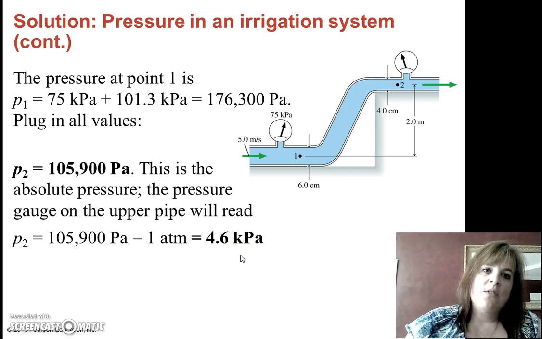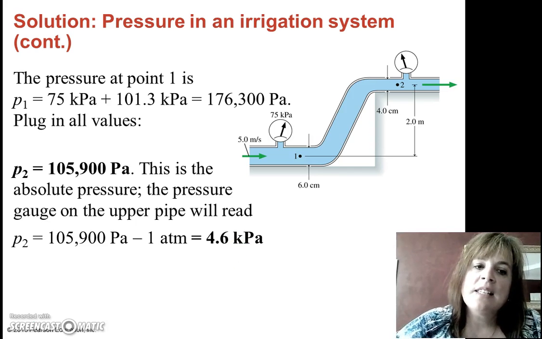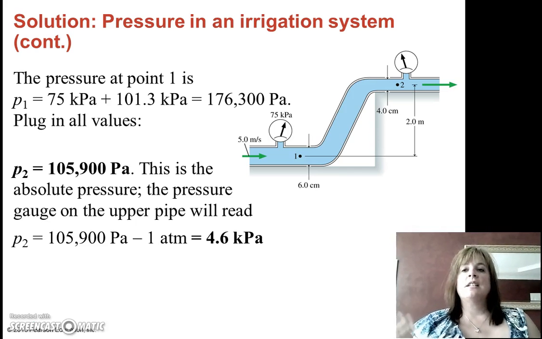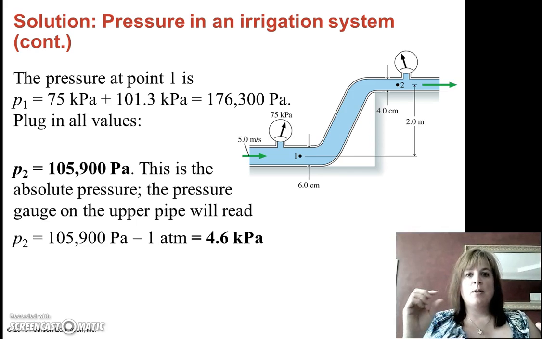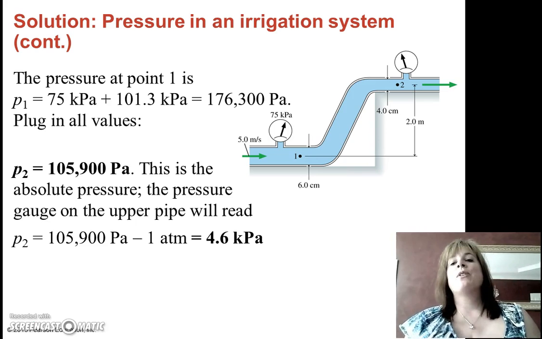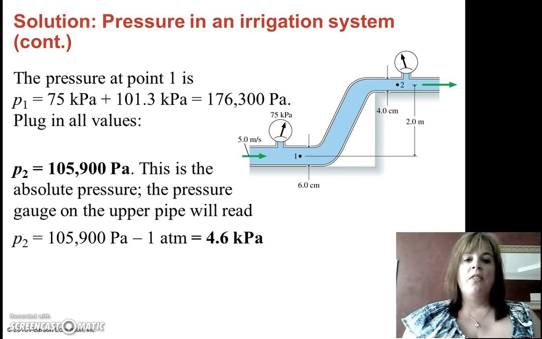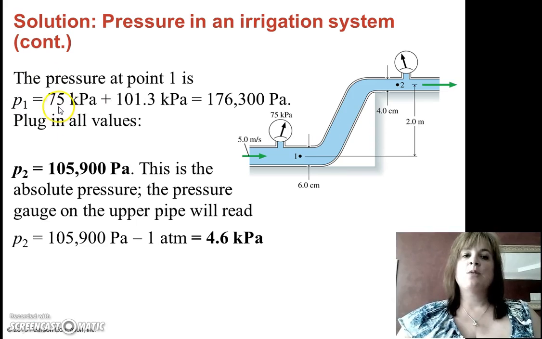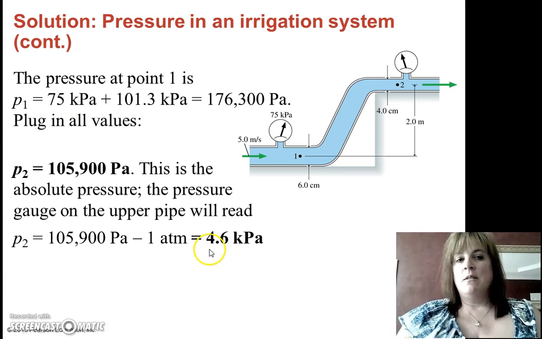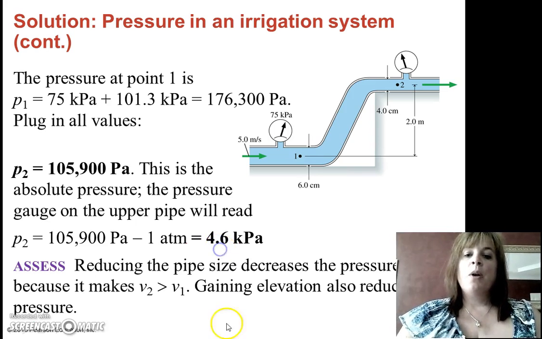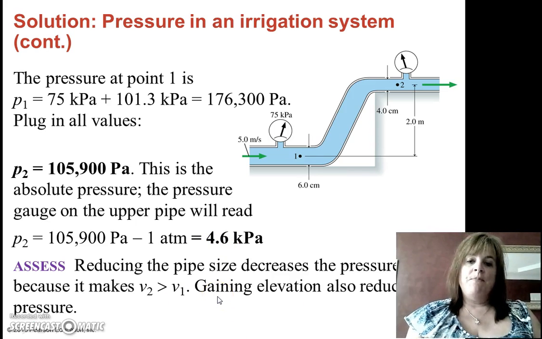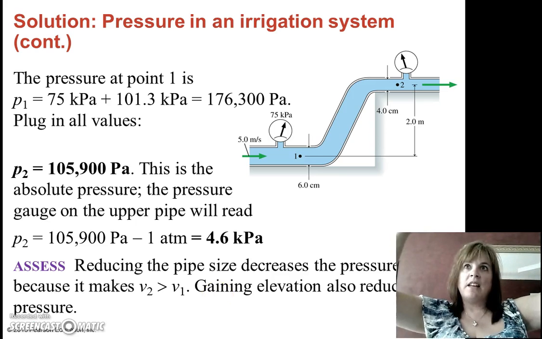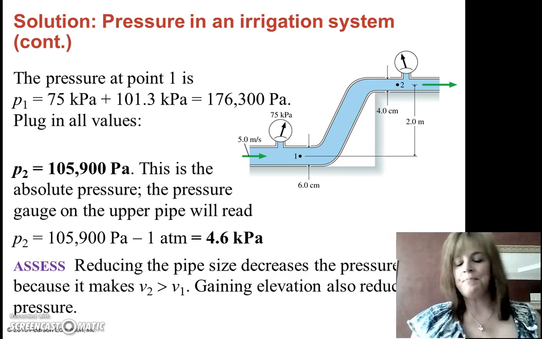The question is now, does that make sense? Does it make sense that the pressure at point 2 is less? Well, first of all, let's look at the diameter, right? We said when the diameter goes down, the fluid moves faster, and if the fluid moves faster, then the pressure is actually lower. Well, that would correspond with that, right? The gauge pressure at point 1 is 75 kilopascals, and at point 2 is 4.6. But also, we gained elevation. And hopefully that also makes sense that that would reduce the pressure.